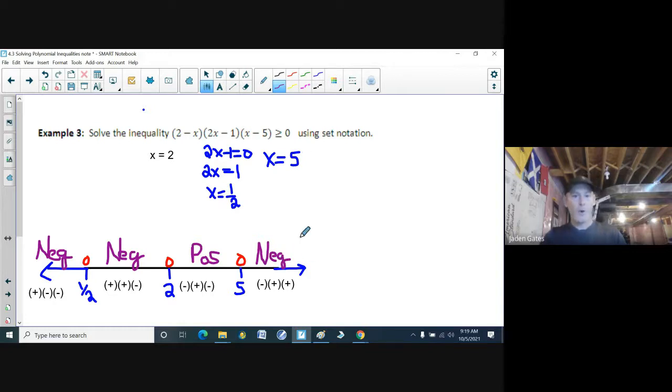So it asks, when is f of x greater than or equal to 0? There's only one spot here. That interval, using set notation, would be between 2 and 5, including them. So 2 is less than or equal to x is less than or equal to 5.